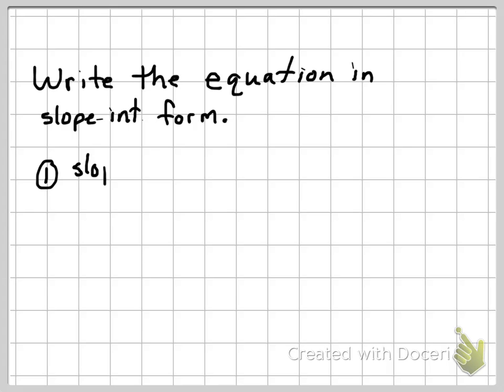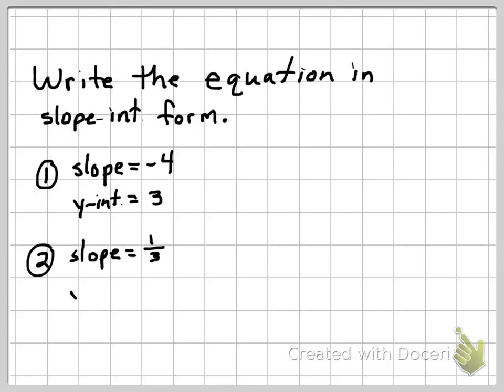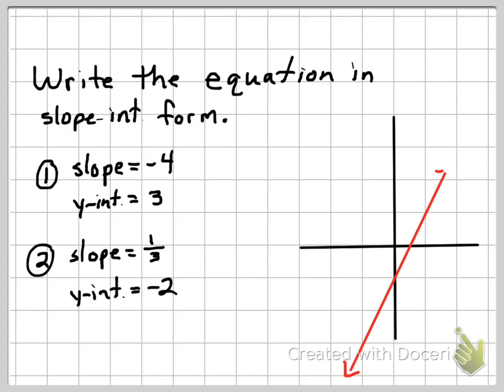Okay, so number one, you're given the slope and the y-intercept. You should be able to write the equation. Number two, you're also given the slope and the y-intercept. And for number three, you're given a graph. I'm going to give you a second to see if you can use what we learned yesterday to write the equation for these three problems.